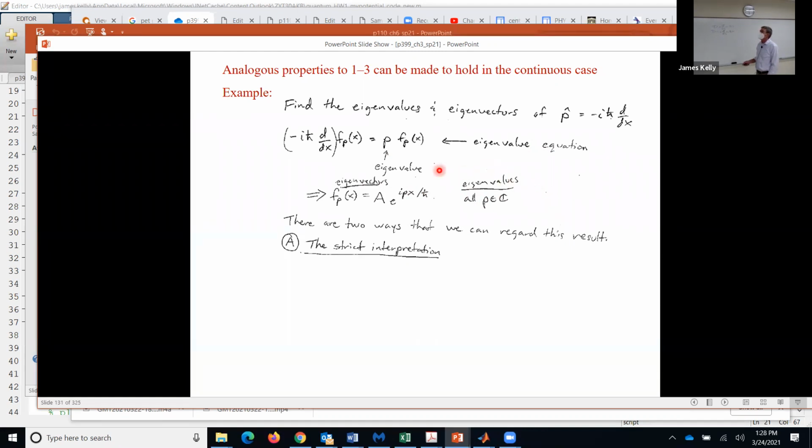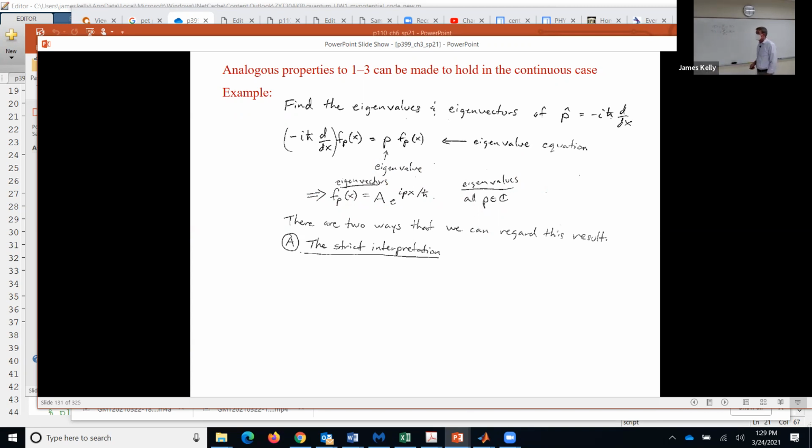And now let's think about, well, wait a minute. An eigenvector has to lie in the vector space. And so are these really eigenvectors? And are these really all the corresponding eigenvalues? And Griffiths gives two takes on this. One he calls the strict interpretation.